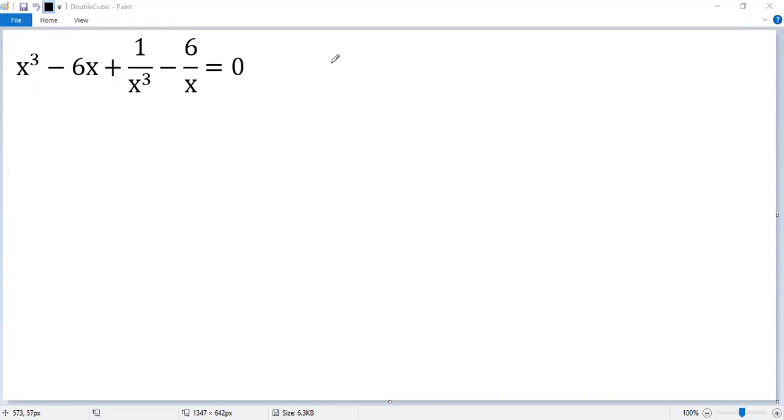Let's see how to solve the double cubic equation. A naive way would be both sides multiplied by x cubed, so you can cancel the denominators. But the problem is, you create a new equation with degree 6, which is hard to solve. So we need to do it in a smart way.